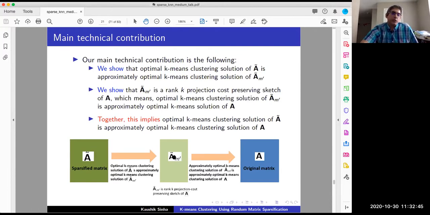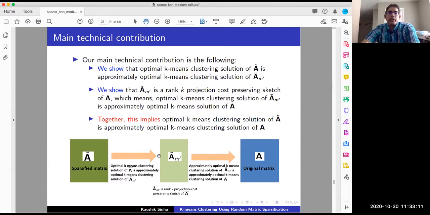Their solutions' cluster qualities are related. And then we show that this best M prime rank approximation of A tilde, this A tilde M prime sub M prime, is a rank K projection cost preserving sketch of the original data matrix. I mean, it's obvious that this is going to be a rank K projection of this A tilde, but what we show is that this, in fact, is also an optimal rank K projection matrix for this original matrix.